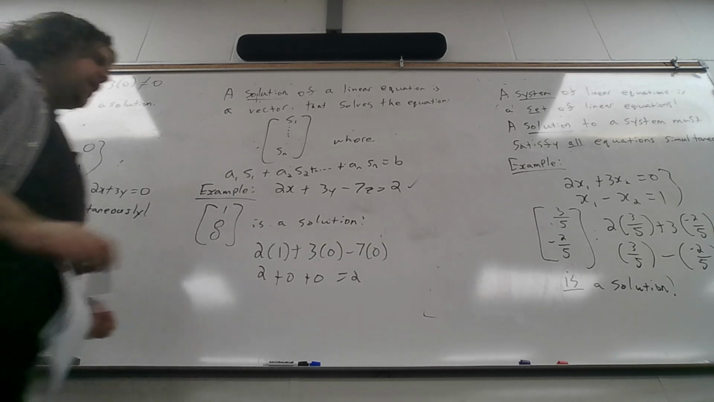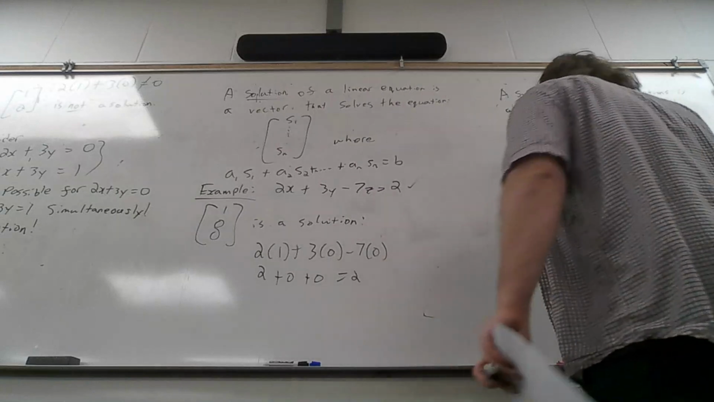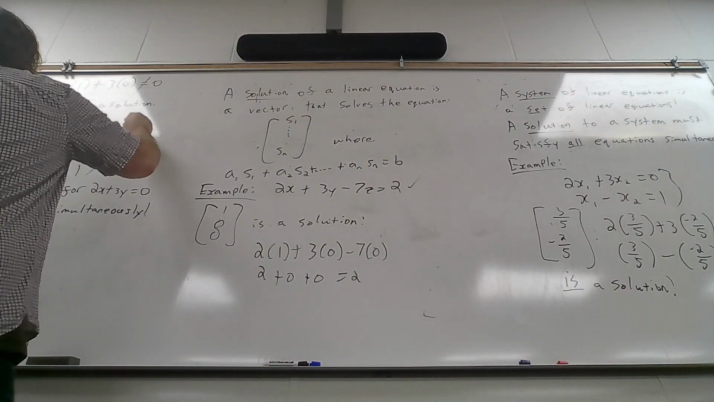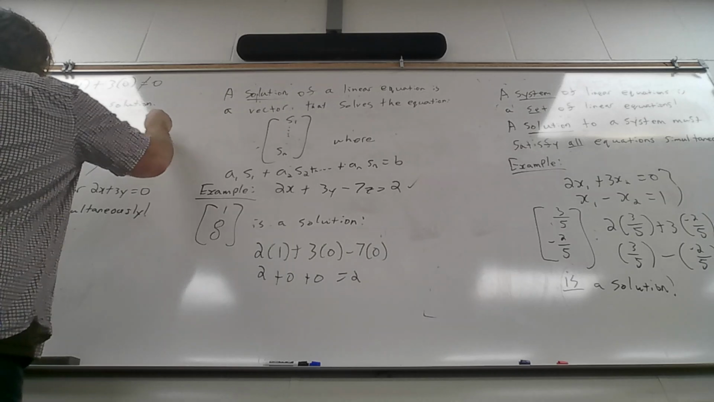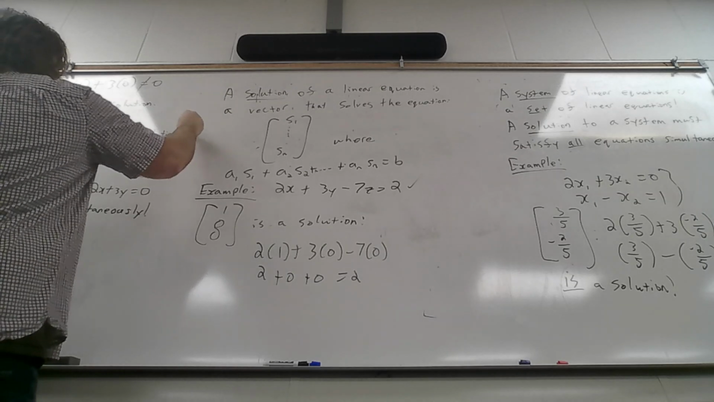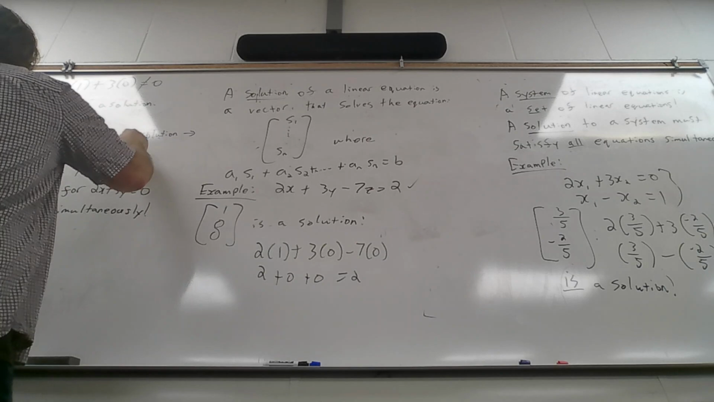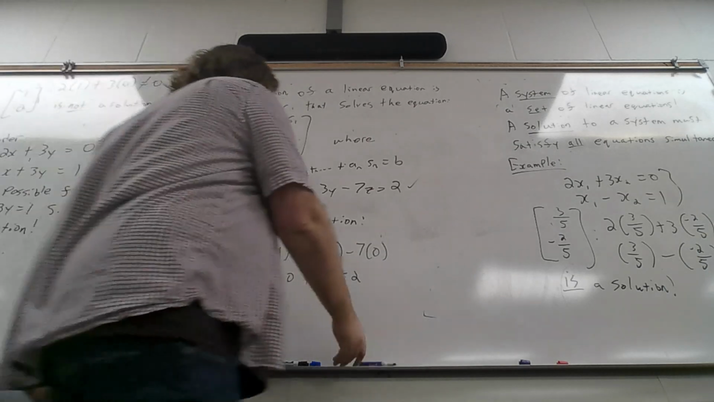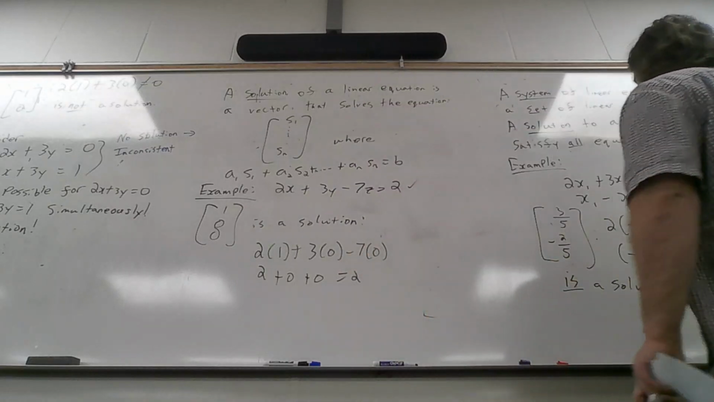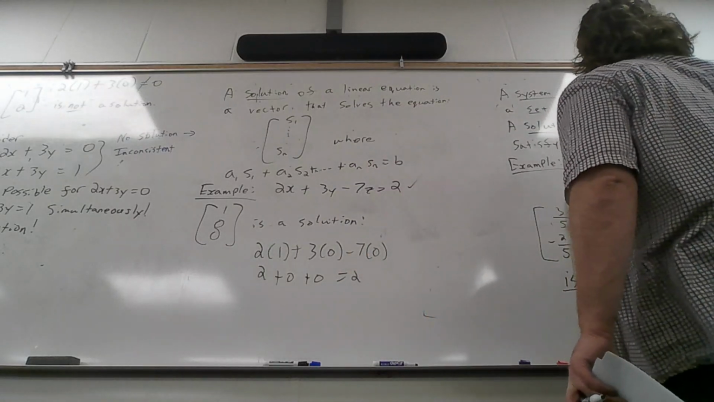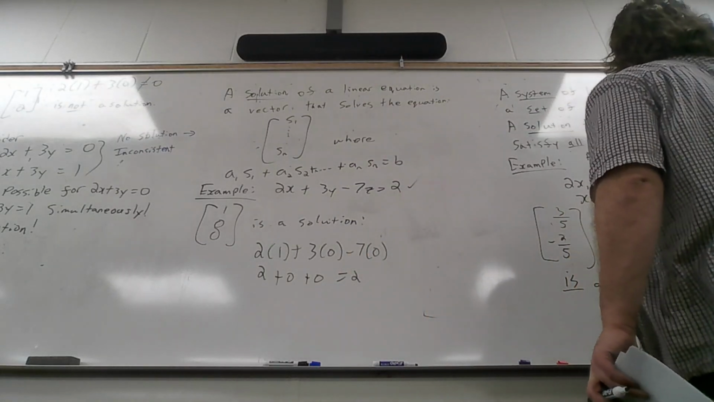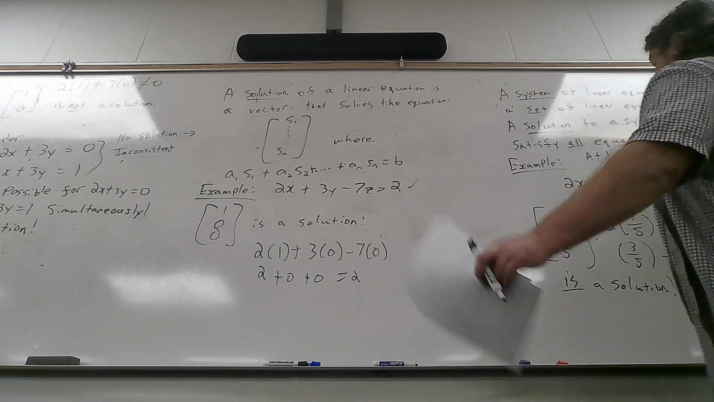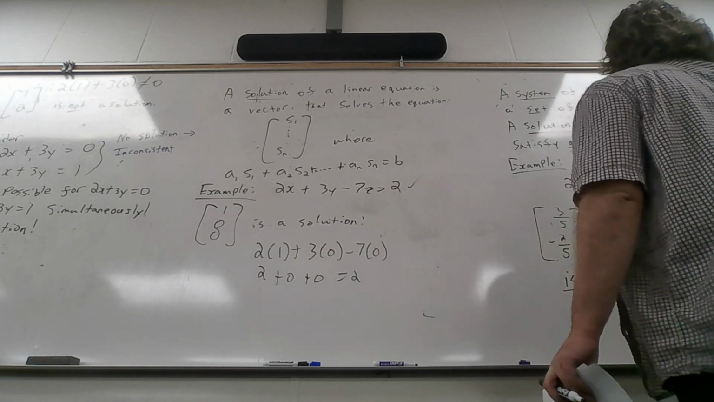So we have a name for this. So no solution. The word we use is inconsistent. And over here, if there is at least one solution, we call this consistent.